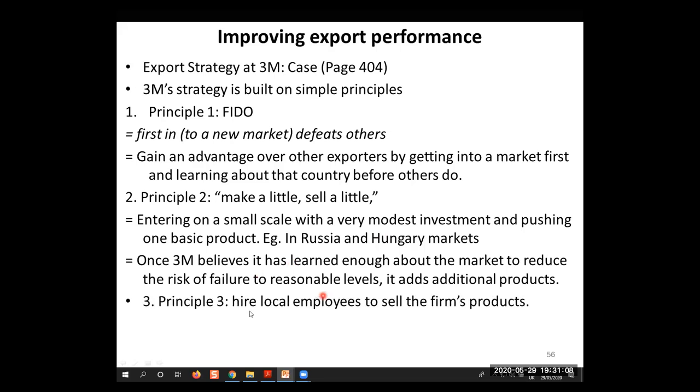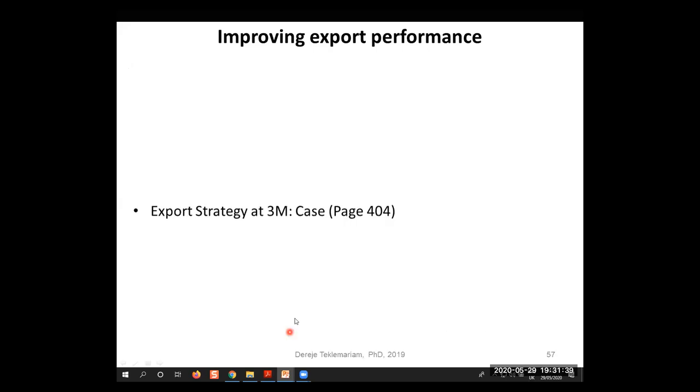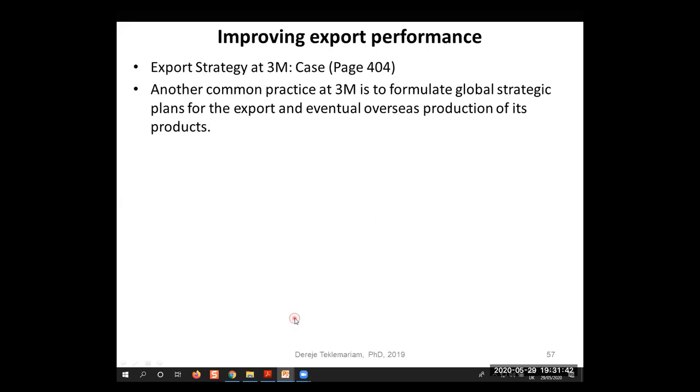The third principle is to hire local employees to sell the firm's products. By any means, 3M places much emphasis on hiring international employees. As I said, human resources play a definite role in the conduct of international business. So 3M really emphasizes the hiring and training of local staff. The other principles, you can read.